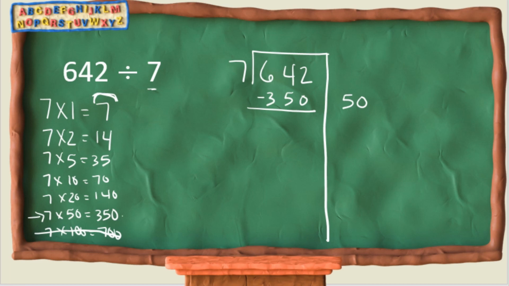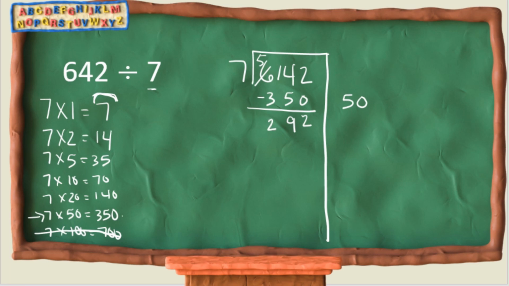So now I'm going to take away. So 2 take away 0 is 2. 5 take away 4, I can't do that, so I need to go borrow 1. 14 take away 8 is 9. And 5 take away 3 is 2.